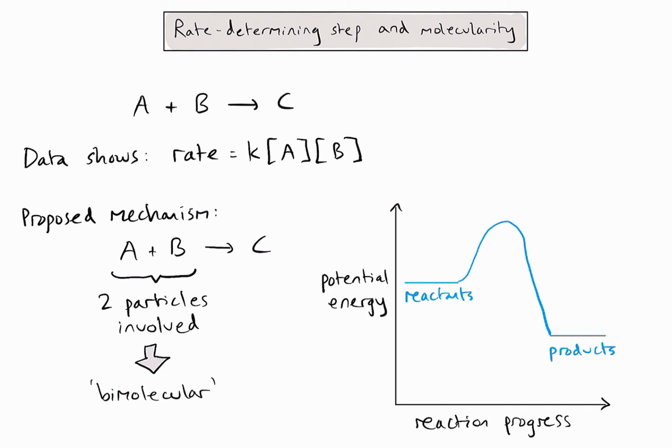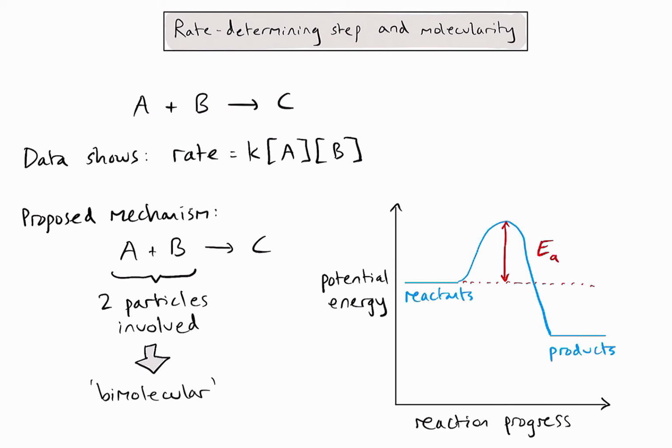In a one-step mechanism, I have a single activation energy that needs to be overcome before I can form my products. And note that in this example, I've assumed that it's an exothermic reaction, although that is not necessarily the case. Because there is only a single step in this mechanism, the speed at which that step happens is going to determine the rate of reaction. So, in this case, the rate determining step is the only step in my mechanism. And because my step involves two particles or two molecules, we describe it as bimolecular.